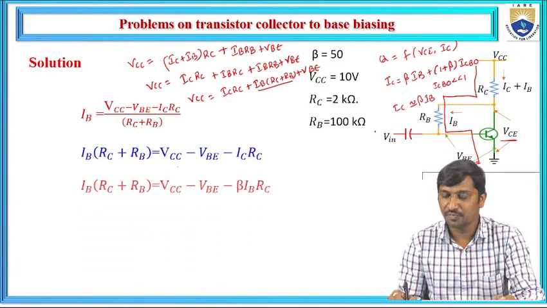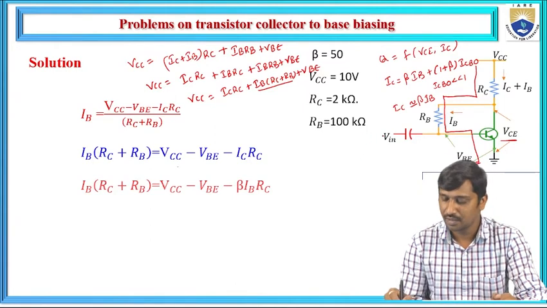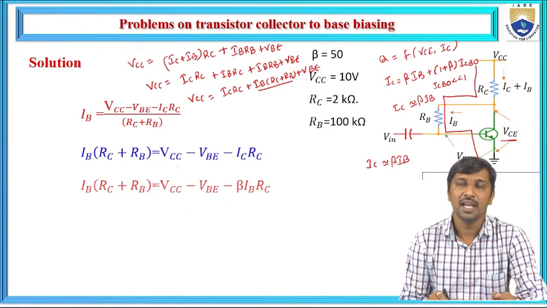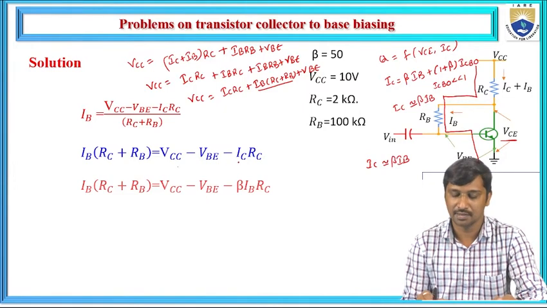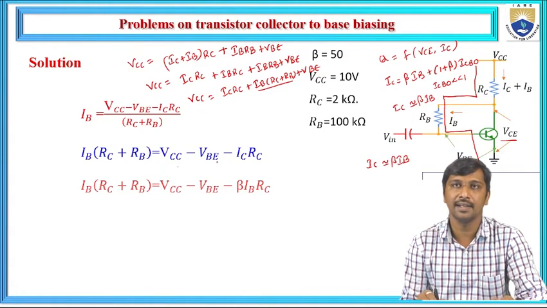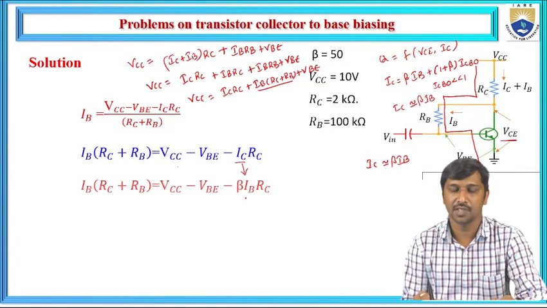From the transistor construction and the common emitter configuration, we know that IC is approximately equal to beta times IB. Why am I converting in terms of IB? Because we have two unknown parameters, IC and IB. To determine this base current, we need to convert the collector current in terms of base current. That is the reason.